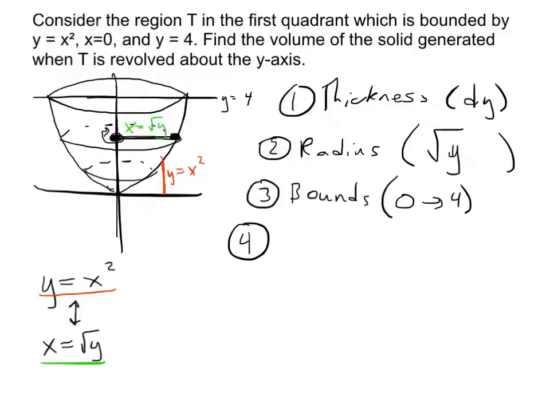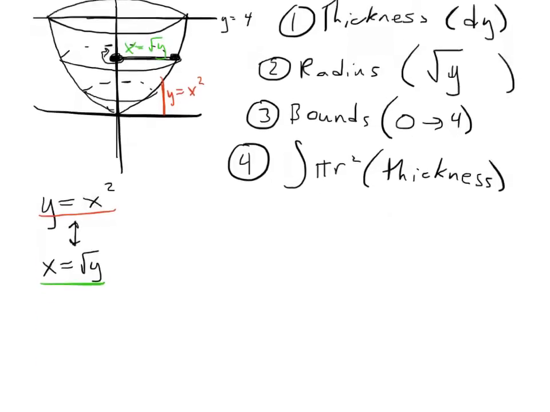Step number 4 is just where we set up the integral. The integral is supposed to be the integral of pi r squared times the thickness. And when you're using the disk method, it's always going to be that way. And you may be asking, when do you use the disk method? For now, all of these problems use the disk method. In a couple days, I'll show you another method, and we'll get there.